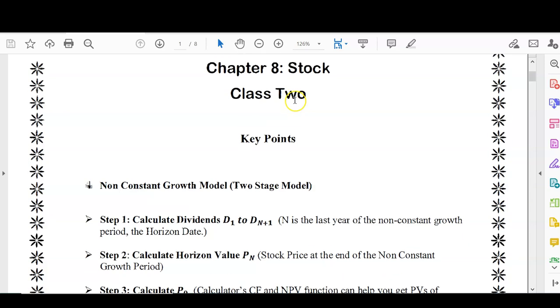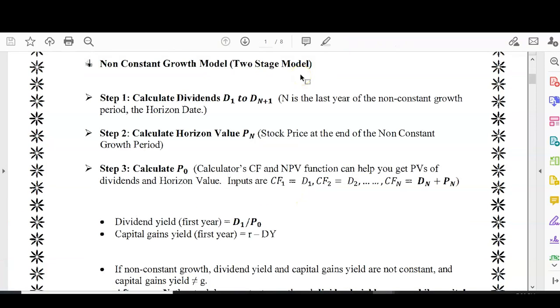In this video, we're still going to be talking about the dividend discount model. However, we'll expand to the special case, the non-constant growth model, which is also called the two-stage model. In this case, the dividends are not growing at G forever anymore. Instead, we have two stages.